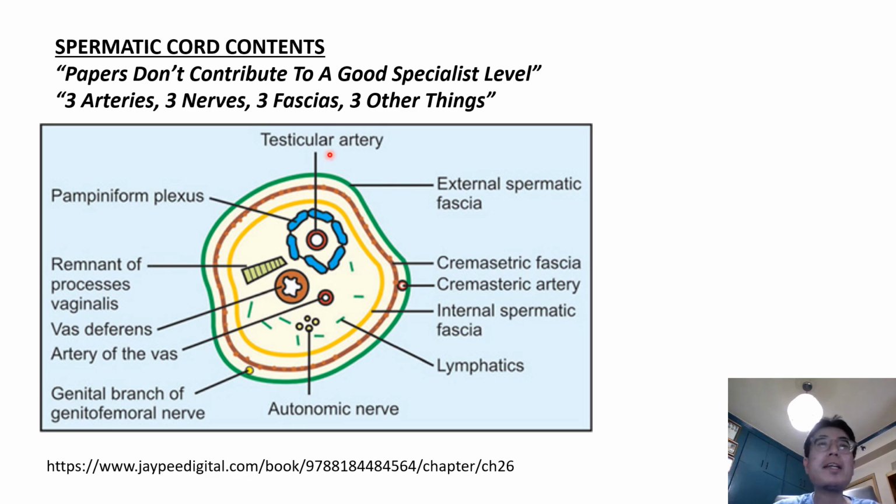Good day, everyone. This is our anatomy review of the day. Today, we will talk about the contents of the spermatic cord. To remember the contents, we have several useful mnemonics.